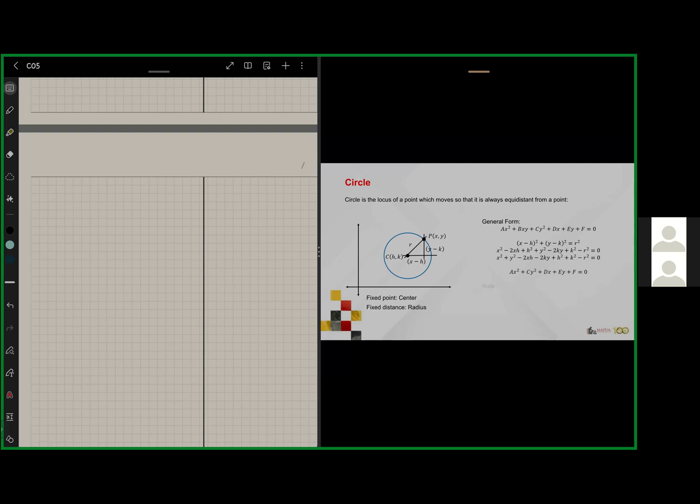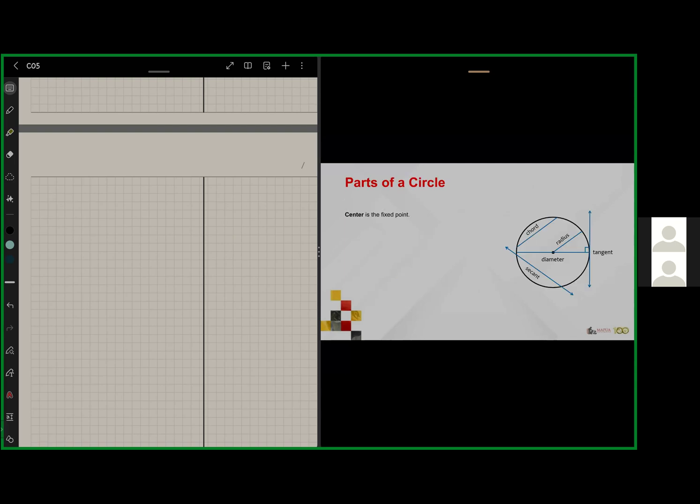This is just derived from the general formula. If we try to get the general formula, we get the final general form of our circle, wherein a is equal to c, and a and c shall never be equal to 0. Here are just the parts of the circle.